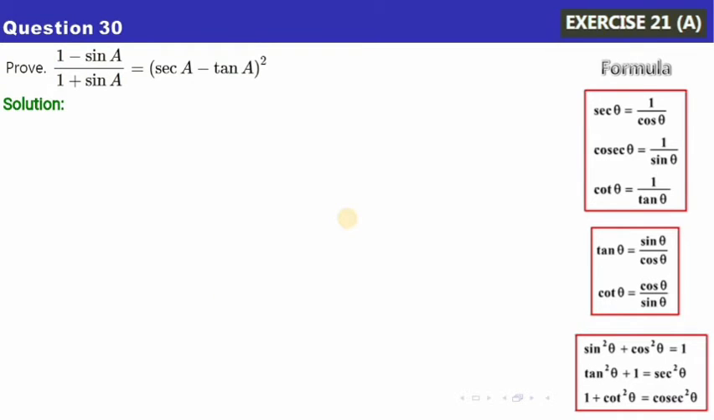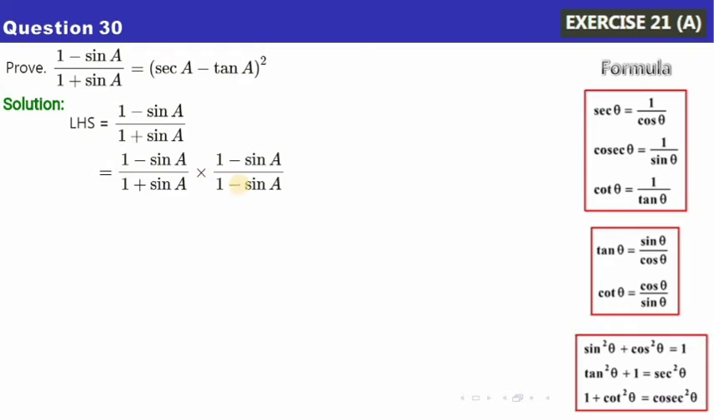Let's have a look at this question now. Again, here I'm going to multiply both numerator and denominator by 1 minus sin a. Now 1 minus sin a into 1 minus sin a in the numerator becomes 1 minus sin a whole square. In the denominator it becomes a plus b into a minus b, which is a square minus b square, and a square is 1 itself, isn't it? And b square is sin square a.